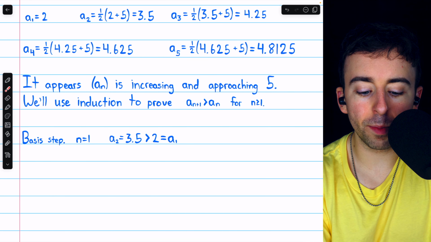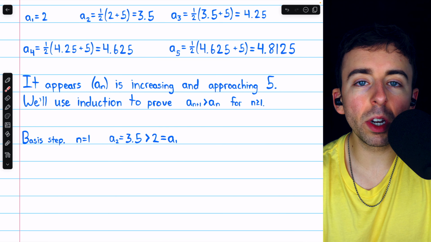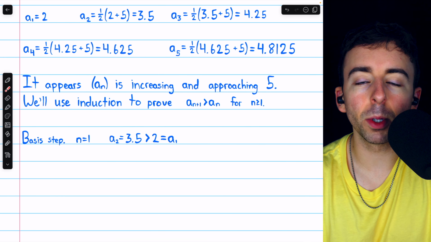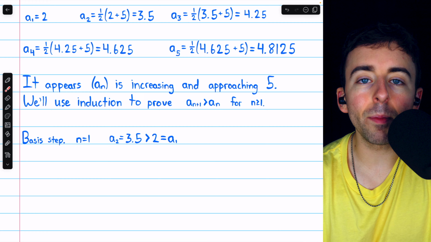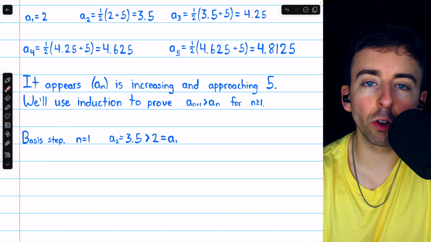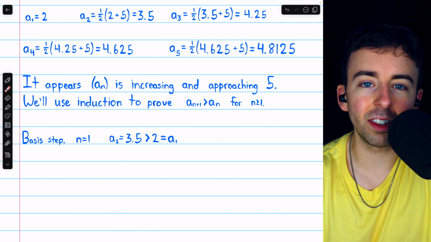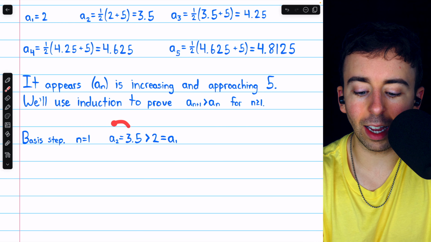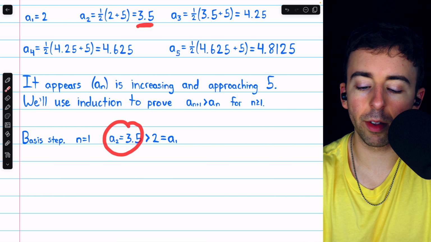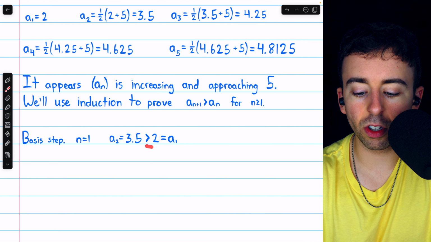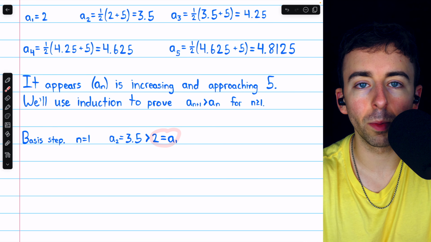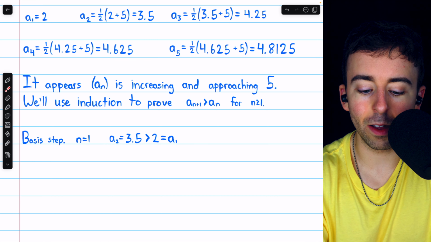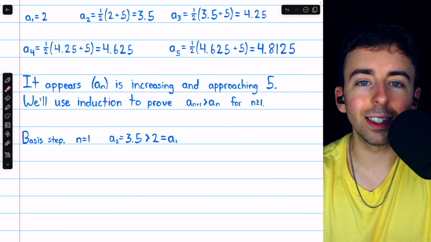Every induction proof begins with a basis step, where we show that our desired result is true in the first applicable case. So for us, that means showing that the second term is greater than the first term, that the sequence starts off increasing. We see that's true because the second term we calculated to be 3.5, which is greater than 2 being the first term of the sequence. So at first, it appears that the sequence is increasing. That's the basis step. Now we can proceed to the induction step.